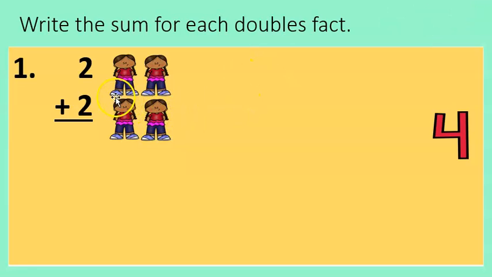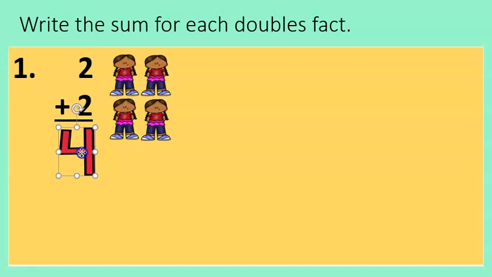Now look, this is a doubles fact. There are 2 girls on top and there are 2 girls at the bottom now. That's what you call a doubles fact. They're the same amount on top and at the bottom. Now to get this number here, we're just going to count these girls up. Let's count them. 1, 2, 3, 4. So our answer here, boys and girls, is going to be 4. So 2 plus 2 is going to equal 4 based on our picture here.